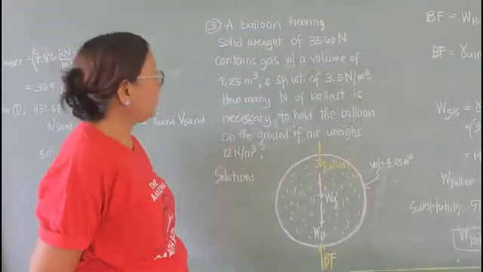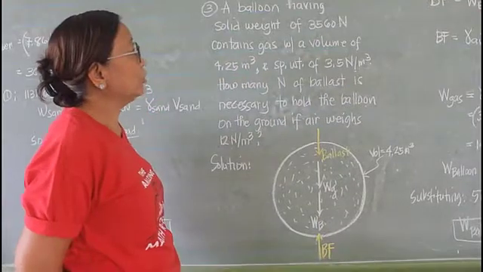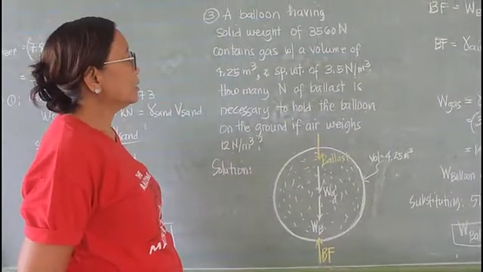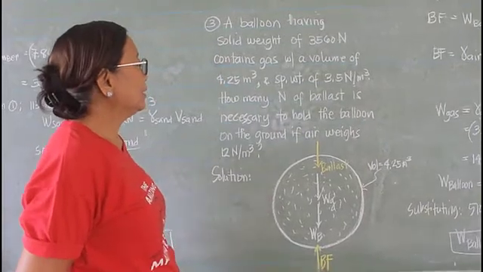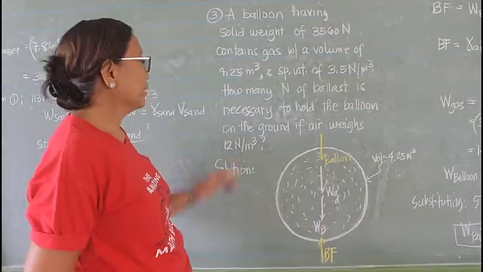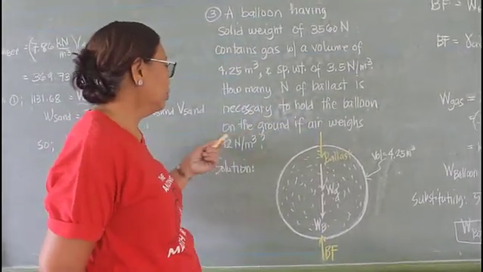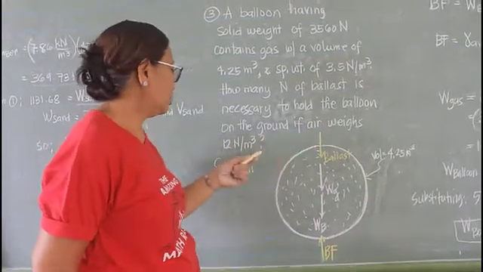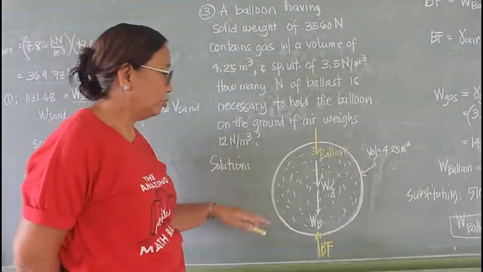Let's read again the problem. A balloon has a solid weight of 3,560 newtons that contains gas with a volume of 4.25 cubic meter. The specific weight of that gas is 3.5 newton per cubic meter. Ilang newtons of ballast is necessary to hold the balloon on the ground if air weighs 12 newton per cubic meter. Okay, so this is a balloon.